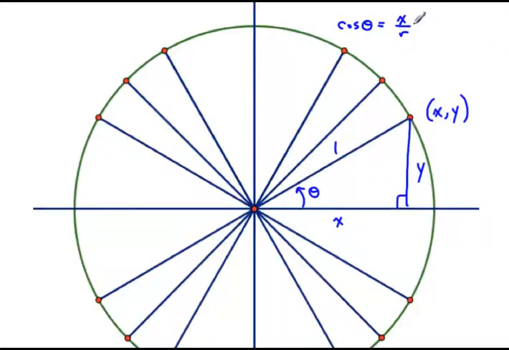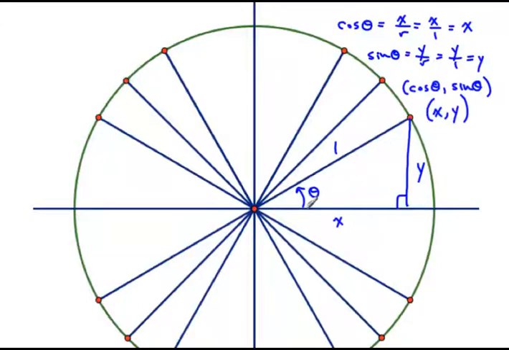r is just 1, so cosine theta is equal to x over r, which is equal to x over 1, which is just x. And similarly, sine theta, which is defined as y over r, becomes simply y over 1, or y. That means instead of writing the coordinates of this point as xy, we could write the coordinates of this point as cos theta, sine theta, where theta refers to this angle here, the principal angle.